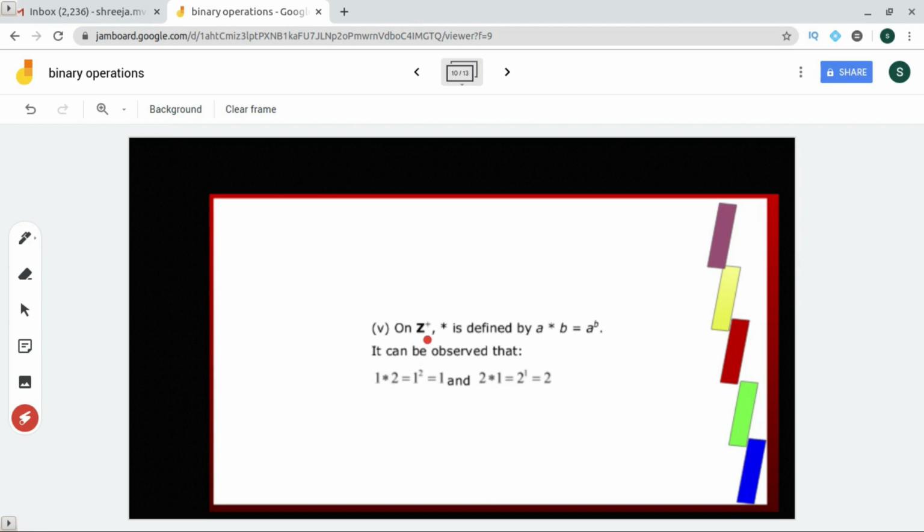Suppose we have taken 2 and 3. 2 star 3 is 2 raised to 3, 8. 3 star 2 is 3 raised to 2, which is 9. So in general, A star B is not equal to B star A. So star is not commutative.